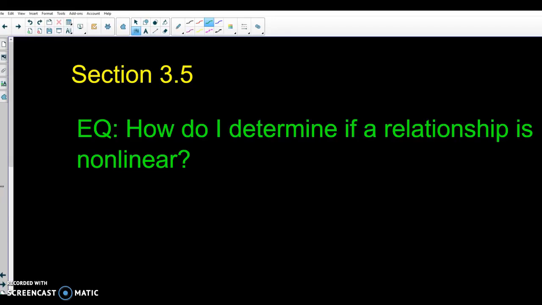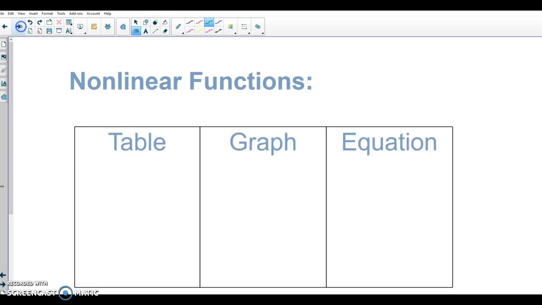Hello, today we're going to talk about how to determine if a relationship is nonlinear. So at this point, we've done linear, now we're going to look at nonlinear. So let's talk about nonlinear functions and what they look like. From a table, if you were to determine if it's nonlinear, you'd still look for the change in y over the change in x, but they would not be equal to each other.